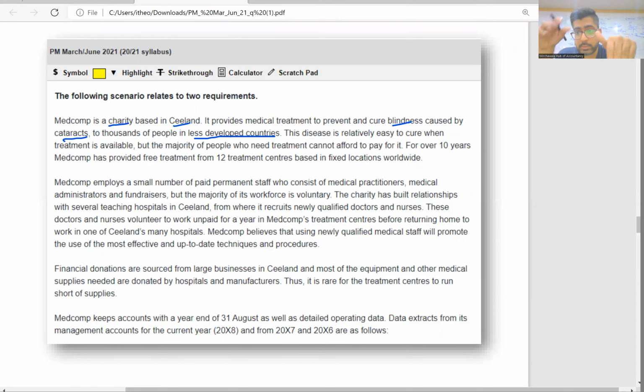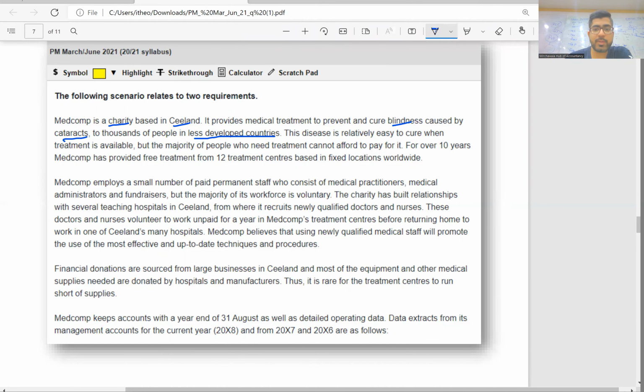In our country, Pakistan, cataract is basically called motia. People familiar with the Urdu language know this is a very common problem in aged people. So Medcomp is a charity based in Zealand, providing treatment to thousands of people in less developed countries. It is only focusing on less developed countries. This disease is relatively easy to cure when treatment is available, but the majority of people who need treatment cannot afford to pay for it. For over 10 years, Medcomp has provided free treatment from 12 treatment centers based in fixed locations worldwide.